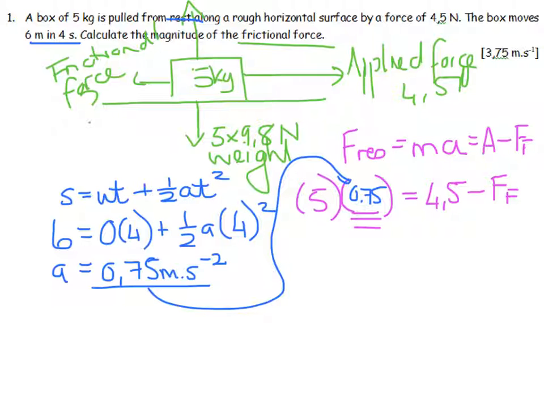Once I then solve over here, I find that my frictional force turns out to be equal to 4,5 minus 3,75, and I land up with 0,75 newtons. This number over here, by the way, is absolutely meaningless.